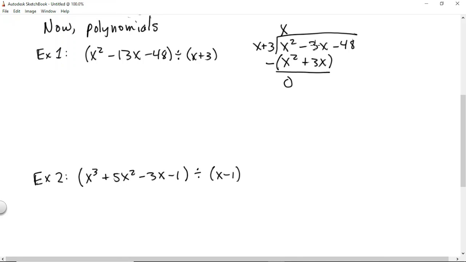Now we have to take this negative 3x here minus the 3x. Remember, we're subtracting. The minus sign out there is distributed through the whole thing. So that's the negative 3x that we have up here minus 3x. So that's negative 6x, right? And you have to be careful with this part. Just think about what you're doing. So we bring down the negative 48 from up here.